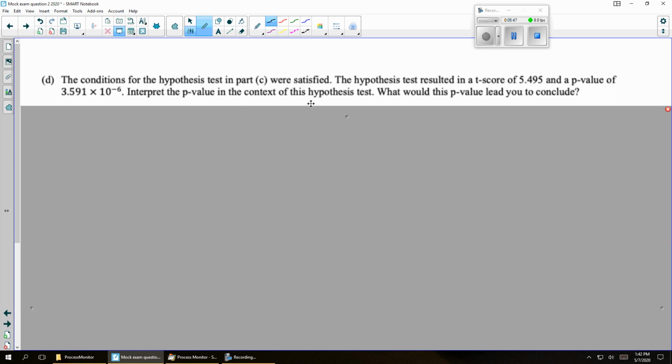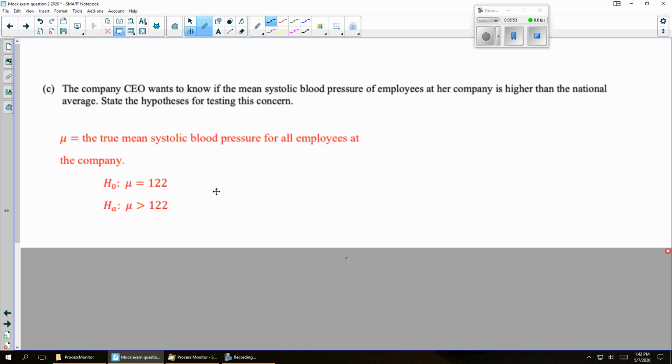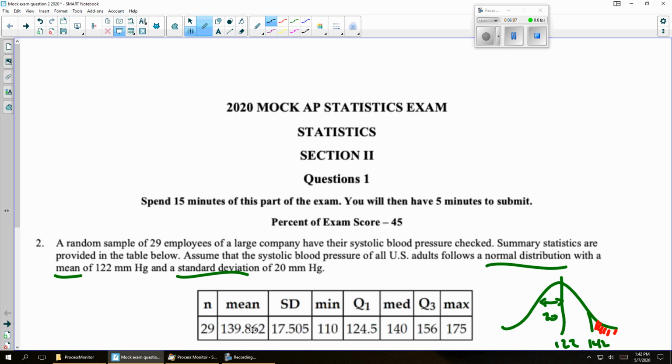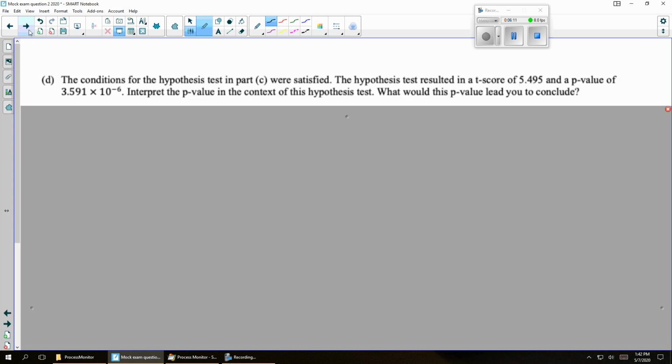The interpretation is this. If I did this sampling over and over and over again from a population whose mean was 122, this is how often I would get an answer like 139 or more extreme. So that's pretty unlikely. Usually when the answer is 122, I don't get answers like 139.